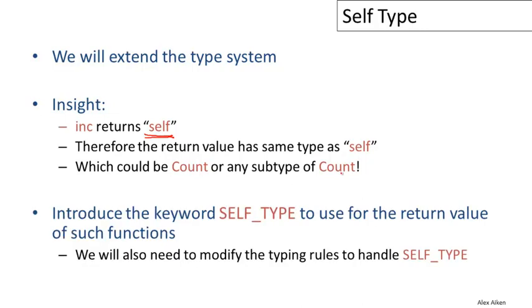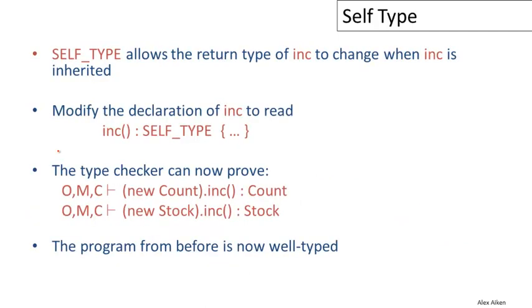And to do this, we're going to have to introduce a new keyword called self-type that is going to be used as the type of the return value of such functions. And we're going to have to modify our typing rules to handle this new kind of type. So the idea behind self-type is that it allows us to reason about how the actual dynamic return type of the increment method changes when the increment method is inherited. So we change the declaration of inc to read as follows. We declare the return type now to be self-type, meaning the return value of the increment method has whatever type is the type of the original self parameter.